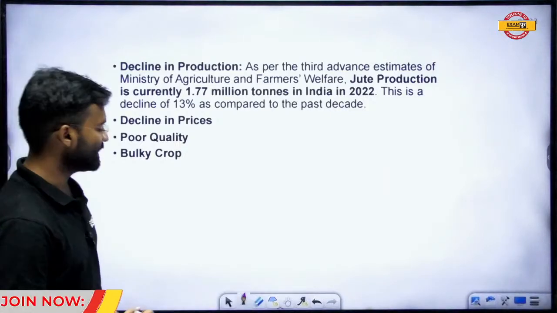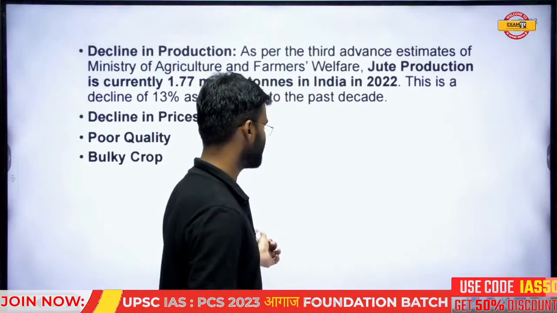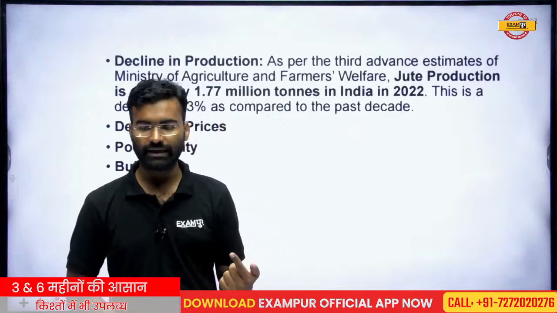And the second, decline in the production. Why is the production declining in this region? What are the reasons behind this? So why is this production declining?